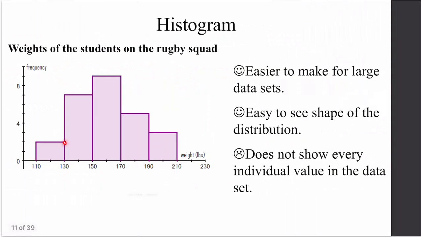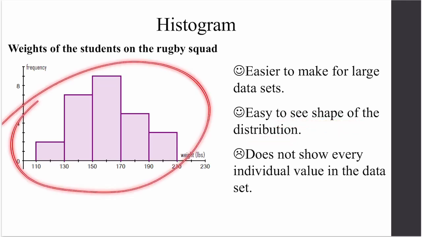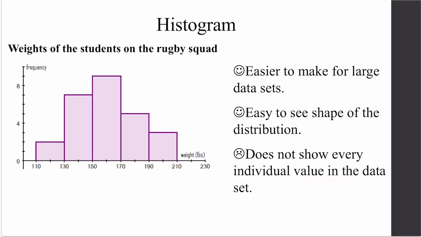So that's very important as well, that's where you're separating your columns. What's nice about a histogram is it's very easy to use for large data sets, and it's very easy to see the shape of the distribution, which we'll talk more about later. But the bad thing about histograms is that it does not show every individual value in the data set. You're just putting people or items into groups.